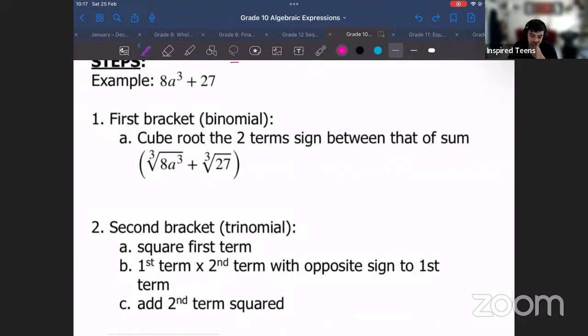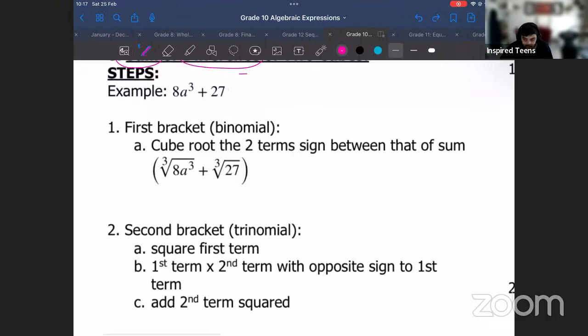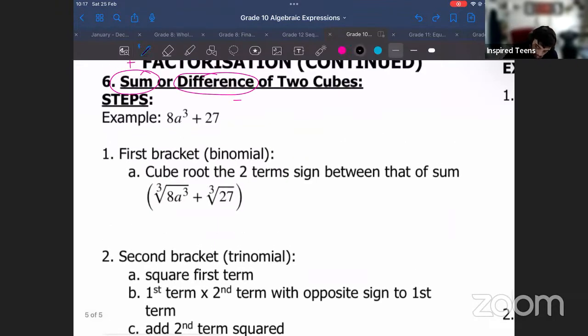So let's go through the steps. It says the first bracket is a binomial. Cube root the two terms, and the sign between them is that of the sum. Basically, in order to factorize the sum and difference of two cubes, our first bracket is going to be a binomial, meaning two terms with the same sign as this. Whatever this is, if it's a sum, this is going to be a plus as well. So just note that.